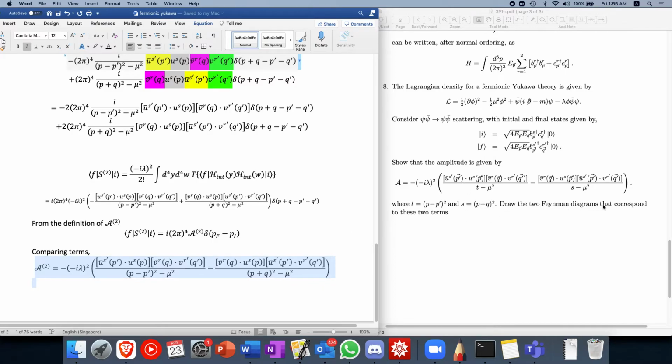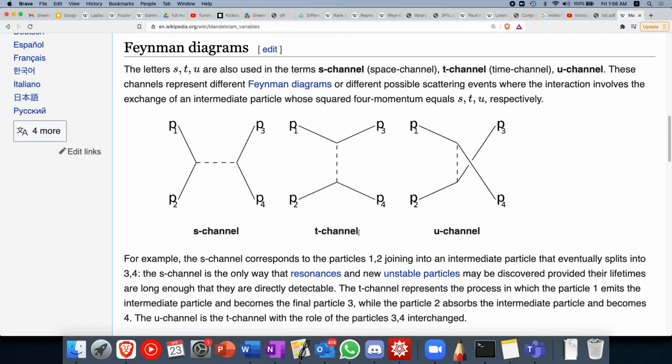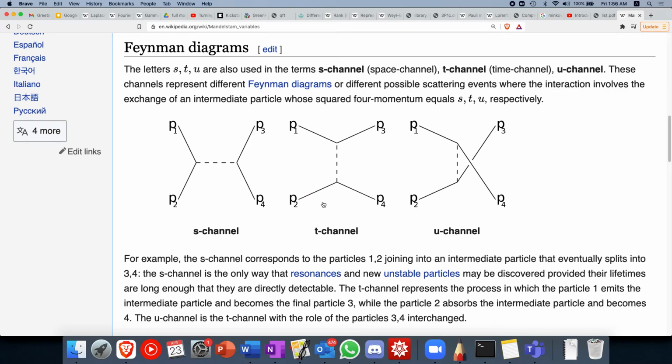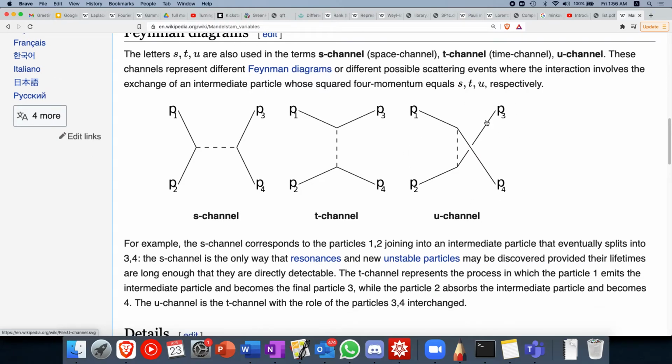So draw 2 Feynman diagrams that correspond to these 2 terms. I have not drawn them, but I'll show what they are over here. As the name suggests, the first term here is a T channel scattering, and the second term here is an S channel scattering. These are the T and S Feynman diagrams. The reason why we have T and S and not U is because we don't have exchange symmetry when we have an electron and a positron scattering off one another. So we don't have the exchange symmetry that this process would allow.